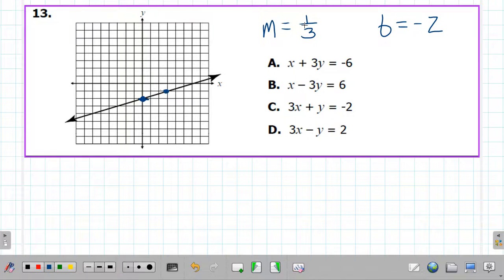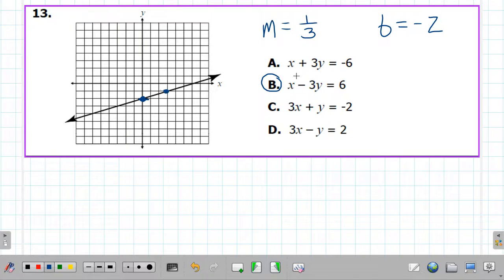Well, here's the deal. Can you tell with any of these equations which one has a slope of 1/3 and which one has a y-intercept of negative 2? And here's where people get a little mixed up. People see that y-intercept is equal to negative 2, and they'll automatically say the answer is C because they see this negative 2 over here. Well, that's actually not true, okay? The answer is actually B, okay?